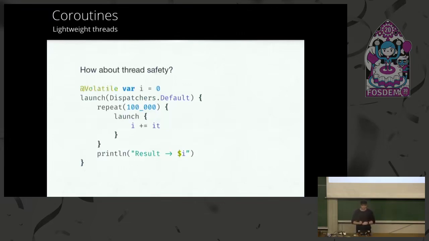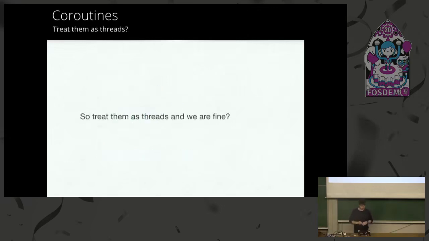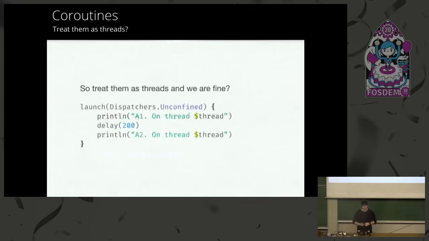And just to make sure, when I started learning Java and threading a bunch of years ago, I actually thought it would help to add a volatile keyword or annotation to it. It doesn't. The volatile only makes sure that you don't use the cached value. You read it every time, but it doesn't prevent anyone else from reading the same value and writing the same value. So volatile doesn't help us. So can we treat them as threads and be fine?